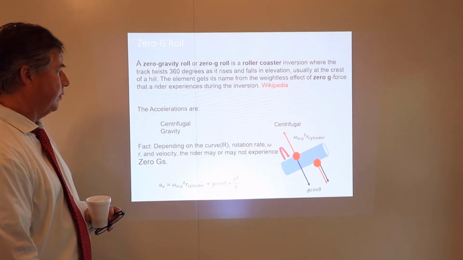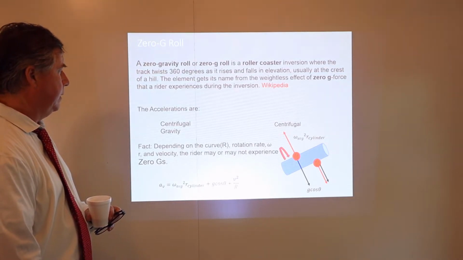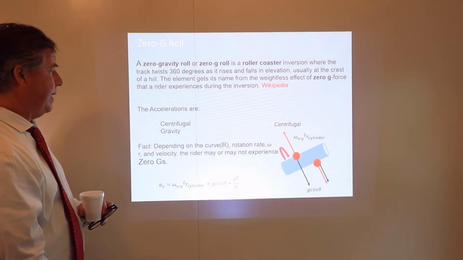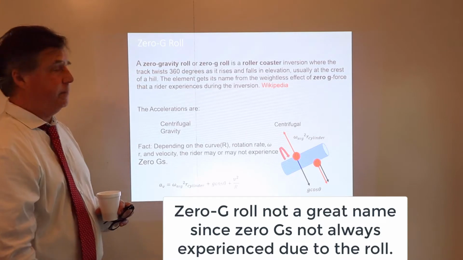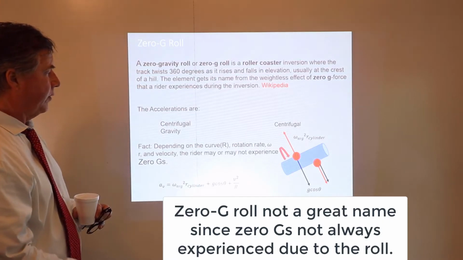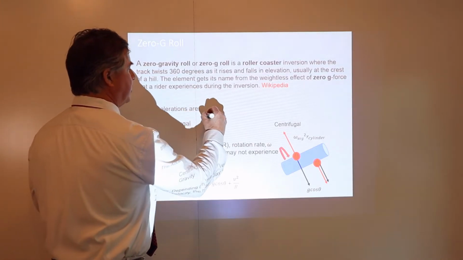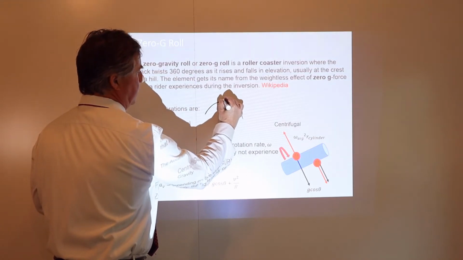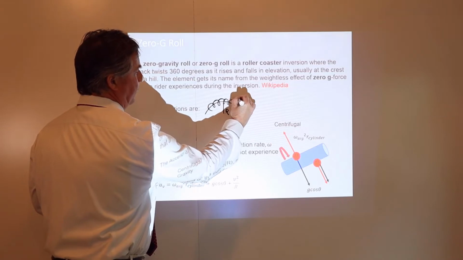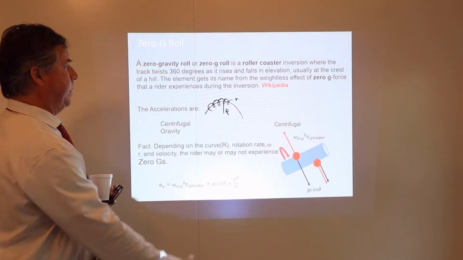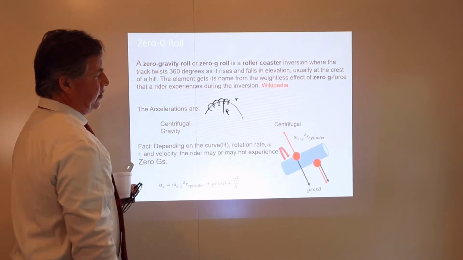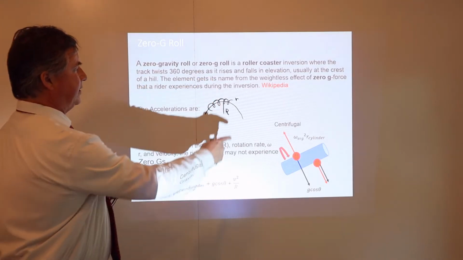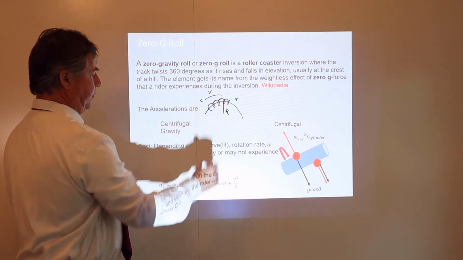Depending on the curve radius R, rotation rate omega, little r, and velocity, the rider may or may not experience zero G's. Okay, so what are these R's? R is if the roller coaster is going over a curve like this, and it's rotating like this, about some radius r. Omega is the rate of rotation, so it's the angle divided by the time. Velocity is just the speed in this direction of the roller coaster.